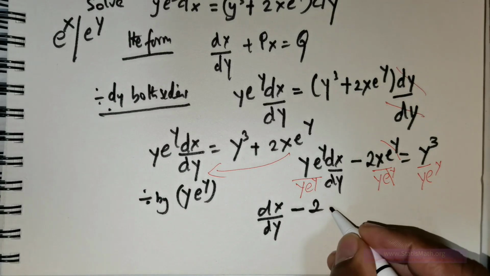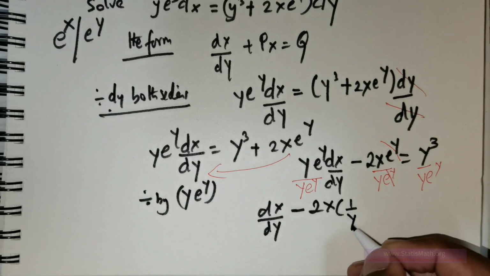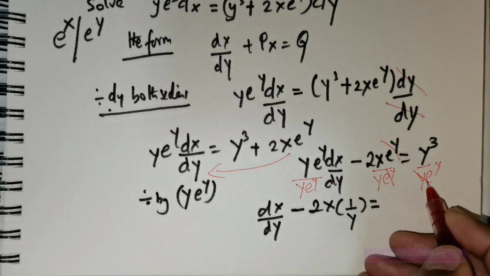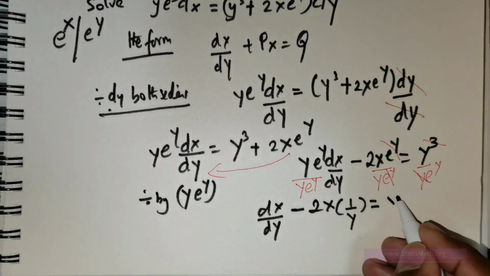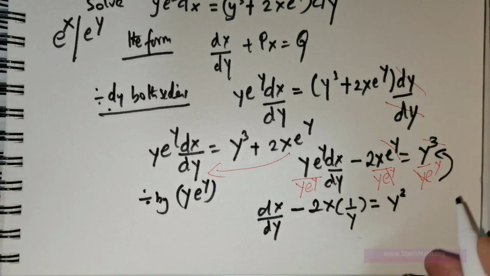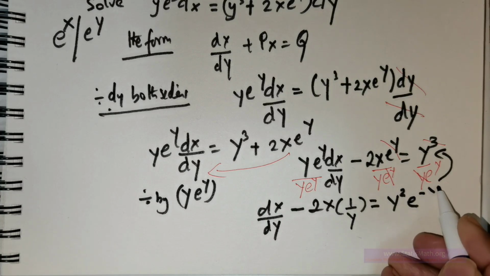So this is going to be 2 times x of 1 over y. This is equal to, now the y that you see here can be cancelled with a y cubed there. So that means I have a y squared and then e raised to the power y. I'm going to move this to the numerator, so that would give me e raised to the power negative y.